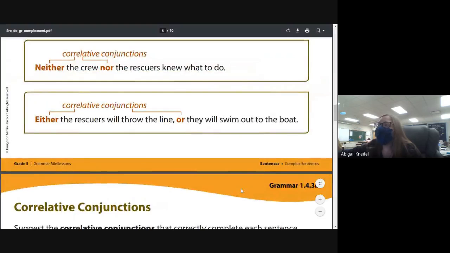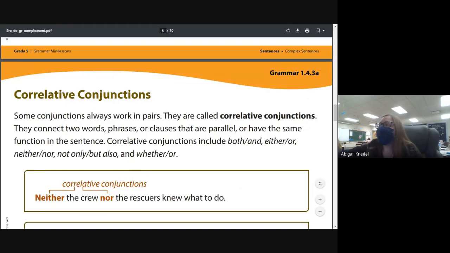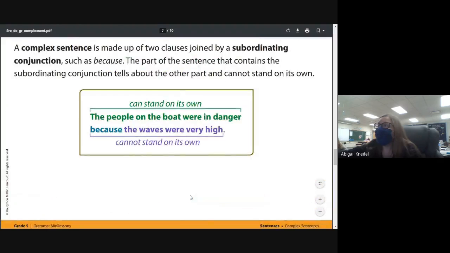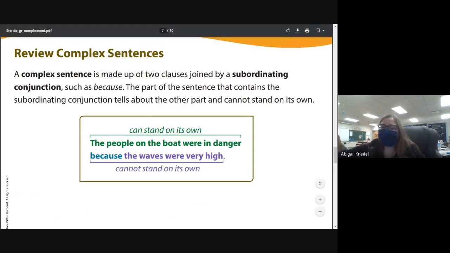So there, it's just for correlative conjunction, you just have to fit in each one and see which one is the best. I don't want to do the rest of those because we're going to do some examples on our homework anyways. So we're going to review complex sentences.